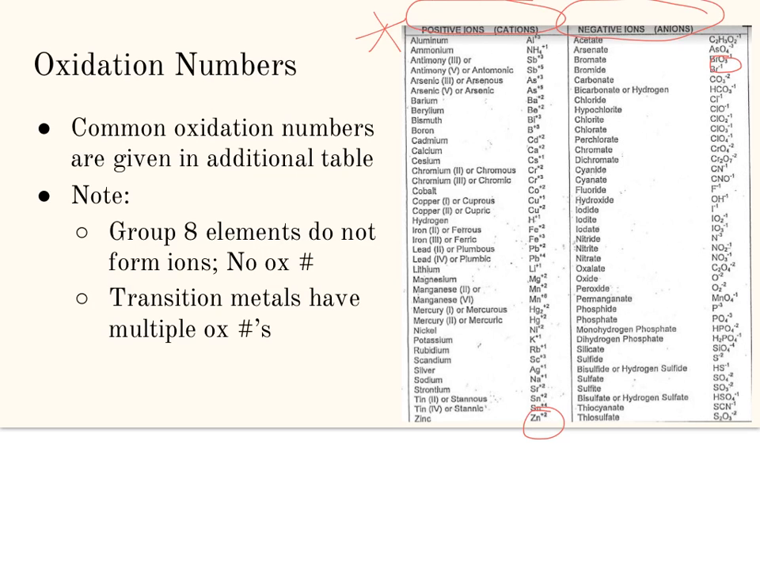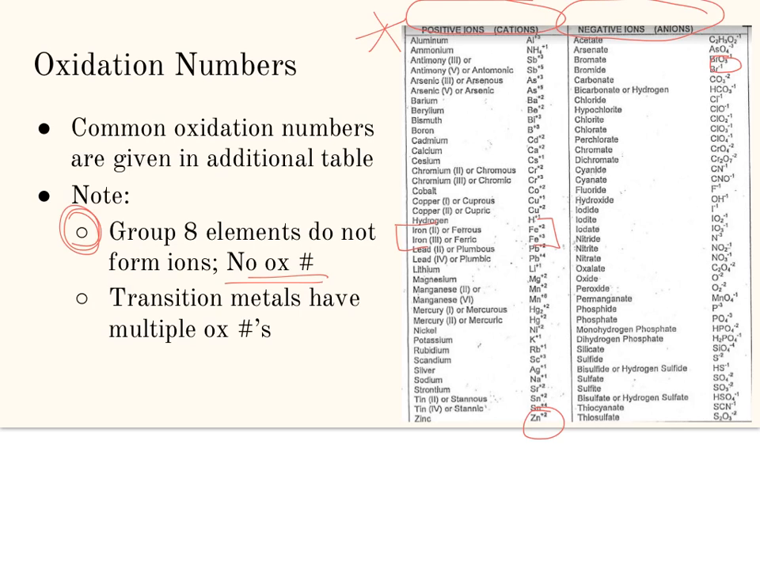A couple of things we want to note about oxidation numbers. First of all, if we look at the front side of our periodic table, the group 8 elements, remember those are our noble gases, do not form ions. Therefore, they have no oxidation numbers, so we're not going to be making compounds with any of those noble gases. The second thing we should notice is that our transition metals, those metals found in the part B of our periodic table, can have multiple oxidation numbers. If I look on this table, I can see iron is listed with multiple oxidation numbers. We can have iron with a +2 charge, we can have iron with a +3 charge, and we'll talk about how we know which one to use a little later on.